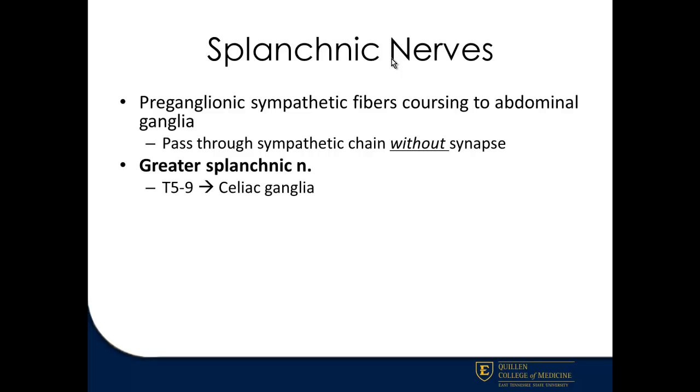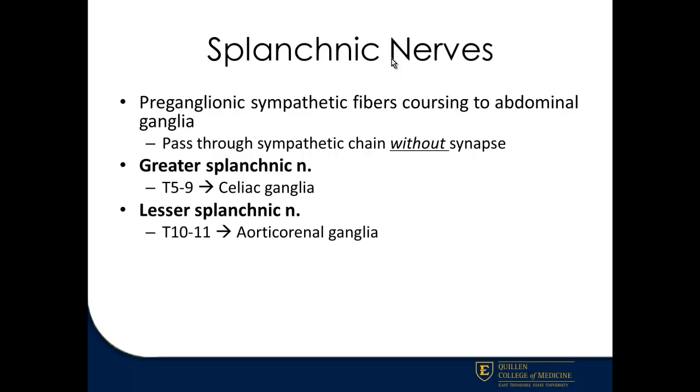The greater splanchnic nerve is the largest, receiving the most fibers, and it's going to be the one that we can actually view in our dissection, because it's receiving fibers from T5, 6, 7, 8, and 9. Once it reaches the abdomen, it will synapse on the postganglionic cell body and send postganglionic sympathetic fibers along the vessels to reach the different viscera of the abdomen and supply them with sympathetic innervation.